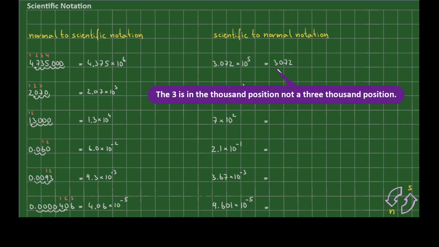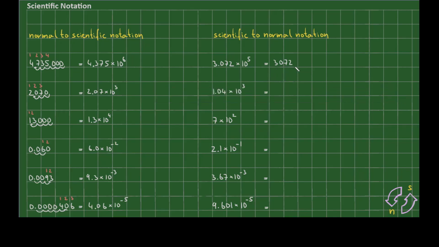Right now, it is in a 3,000 position, which means I need to write placeholder zeros until this 3 is in the 100,000 position. By adding 1 zero, this 3 is in the 10,000 position, and by adding a second 0, this 3 is now in the 100,000 position.